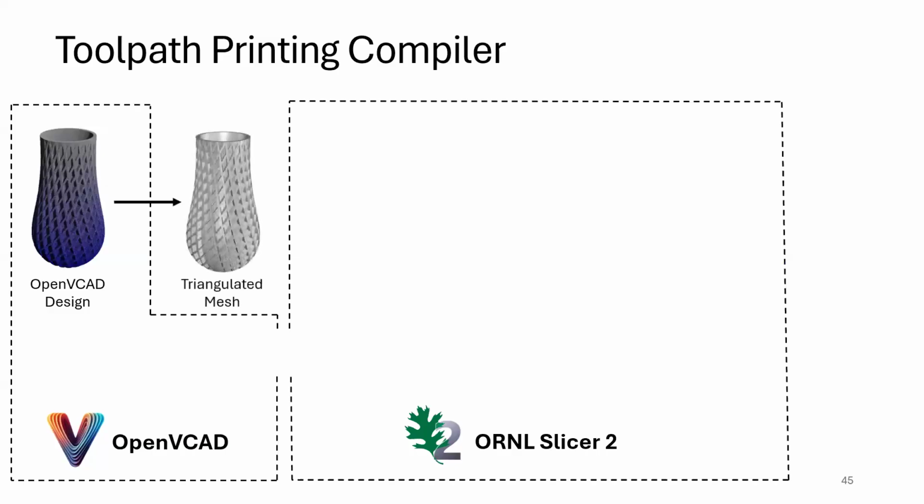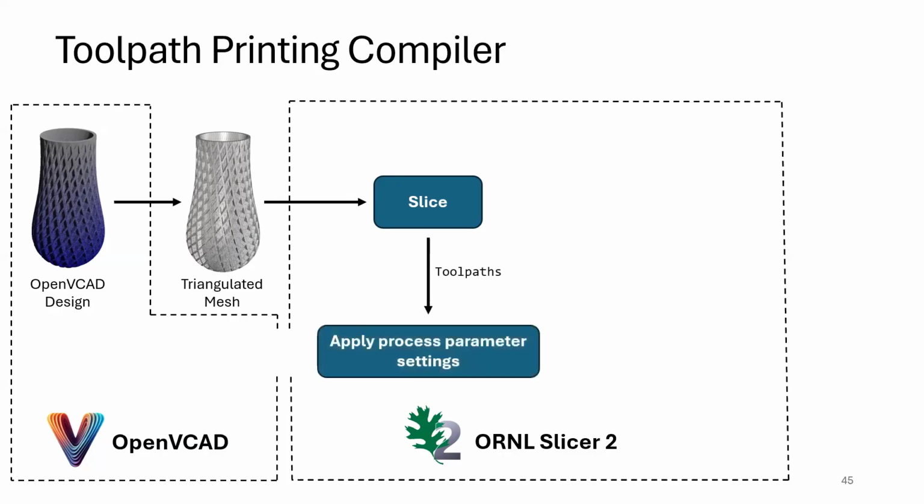So the first step will actually be to take our OpenVCAD design and generate a triangulated surface mesh. This is throwing out all of the consideration for the material distribution and just looking at the geometry. This can be taken as input to our slicing software, just like we normally would with any slicing software. That's going to slice it into layers, generate our toolpath instructions. But now we want to apply our process parameter settings.